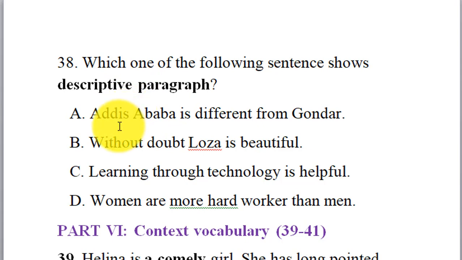We know without any doubt Addis Ababa is different from Gondar. How is Addis Ababa different from Gondar? Which context makes Addis Ababa different from Gondar? So this is a kind of expository paragraph.